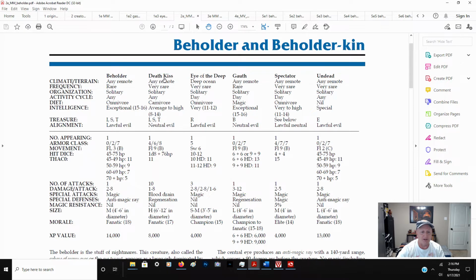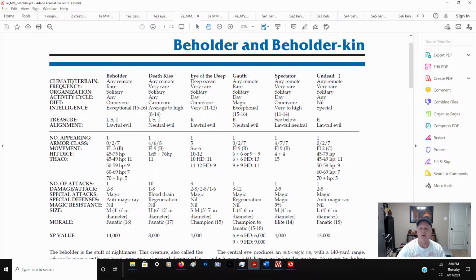There's one of the first variations of the Death Kiss. I always thought of it as like the vampire version, right? Likes to blood drain. The Eye of the Deep we just saw in that previous picture. Here's the Gauth right here. There's the Spectator. The Spectator is always another one of the small cousins of the beholder, always used to guard treasure, some kind of item like that.